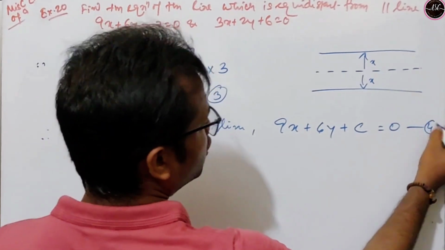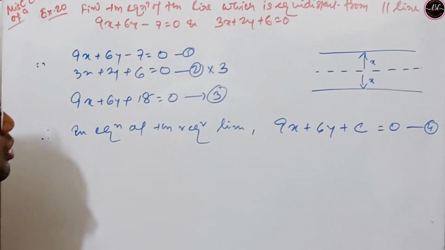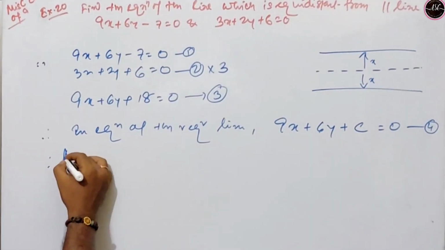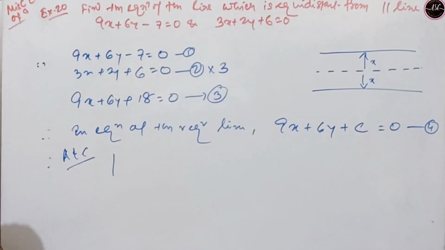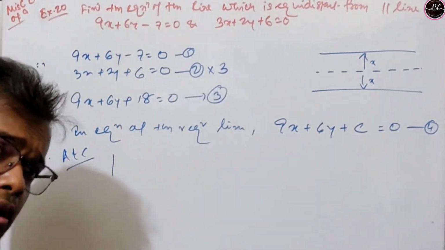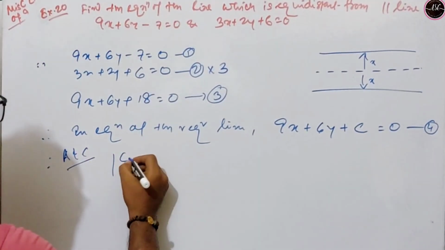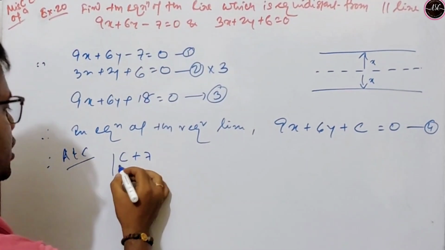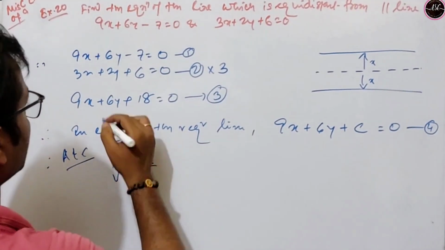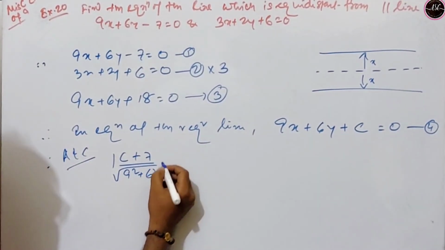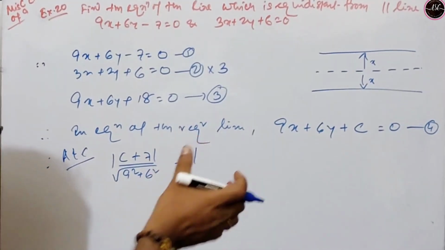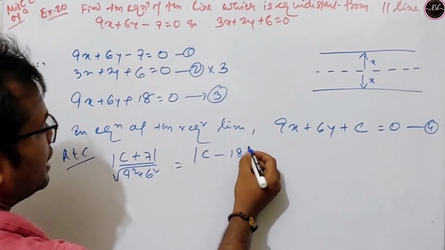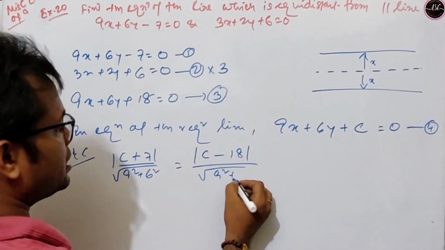This is equation 4. As it is equidistant, the distance from the first line to this line, according to the condition, is mod of c1 minus c2 divided by root of a square plus b square. So here c, and c2 equal to minus 7, that means plus 7, divided by root of 9 square plus 6 square, equal to, as it is equidistant, the distance from this line will be equal. So c minus 18 divided by root of 9 square plus 6 square.